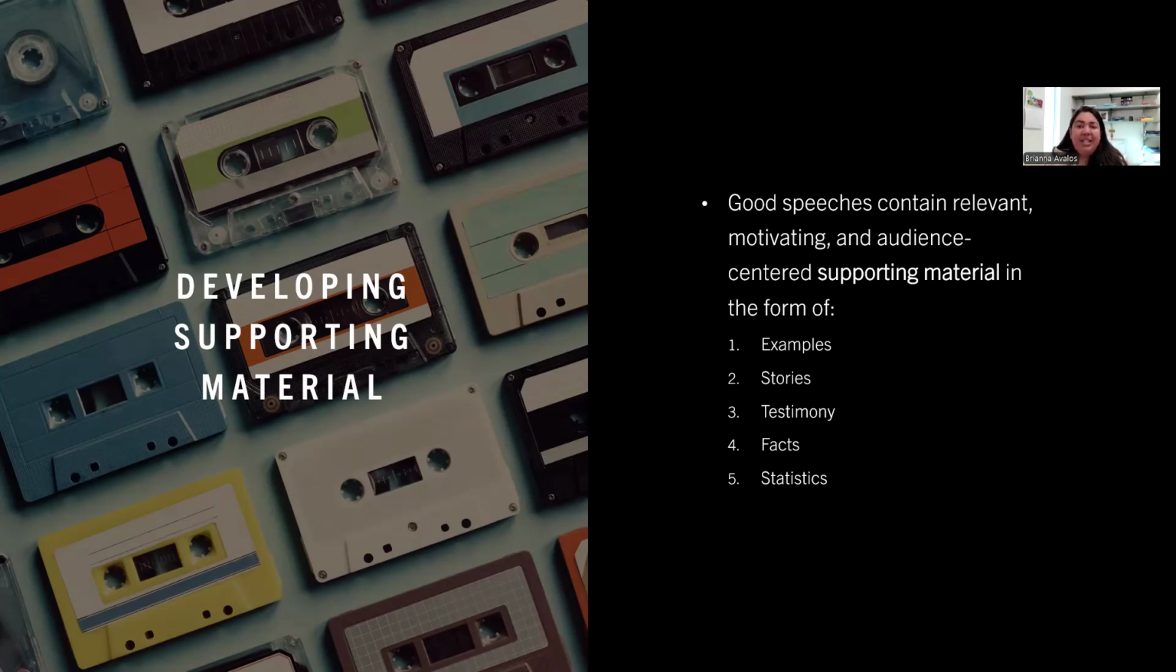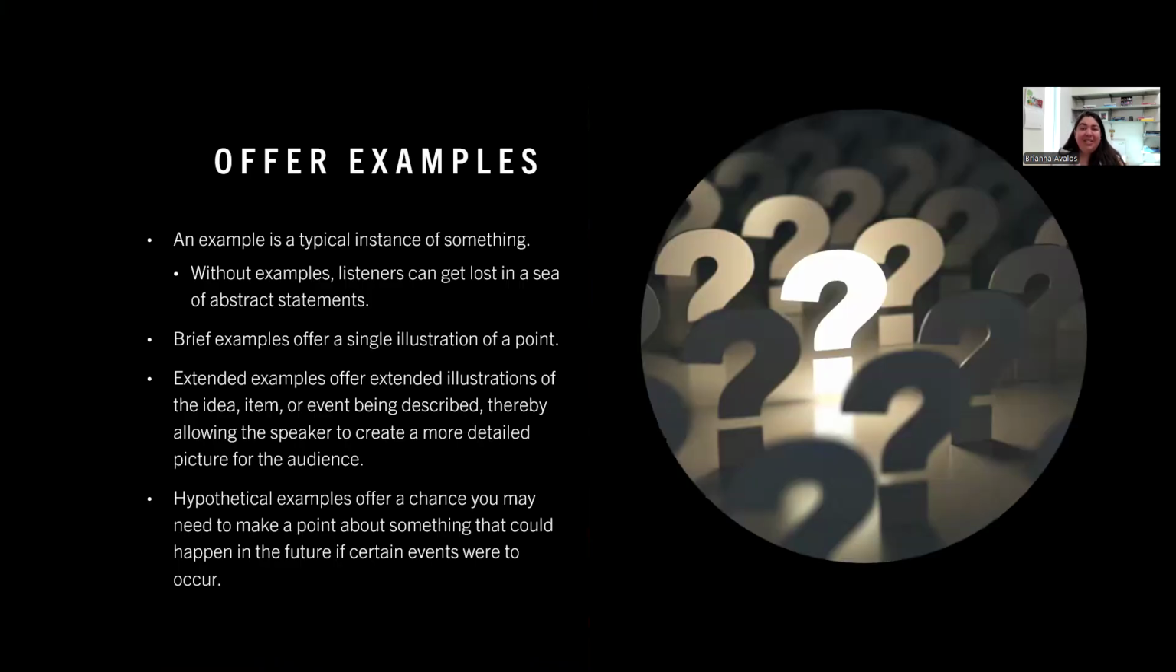The main reason we're here together is to talk about five different ways supporting material can ultimately look. Our first one is examples. It seems so simple, but having examples is a great way to illustrate a specific point so that your audience can relate to it.